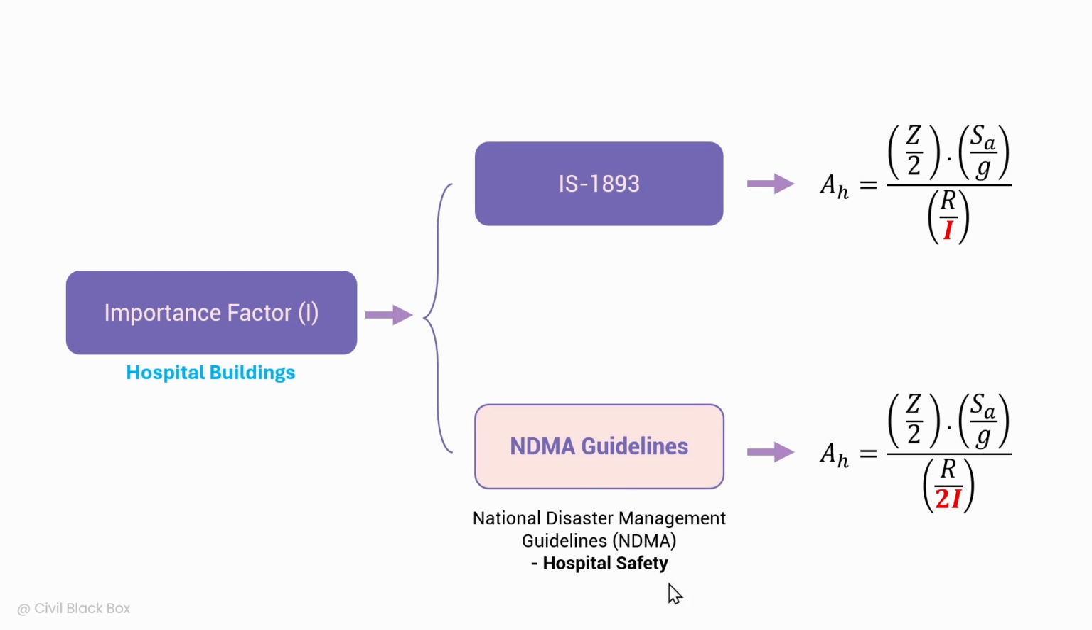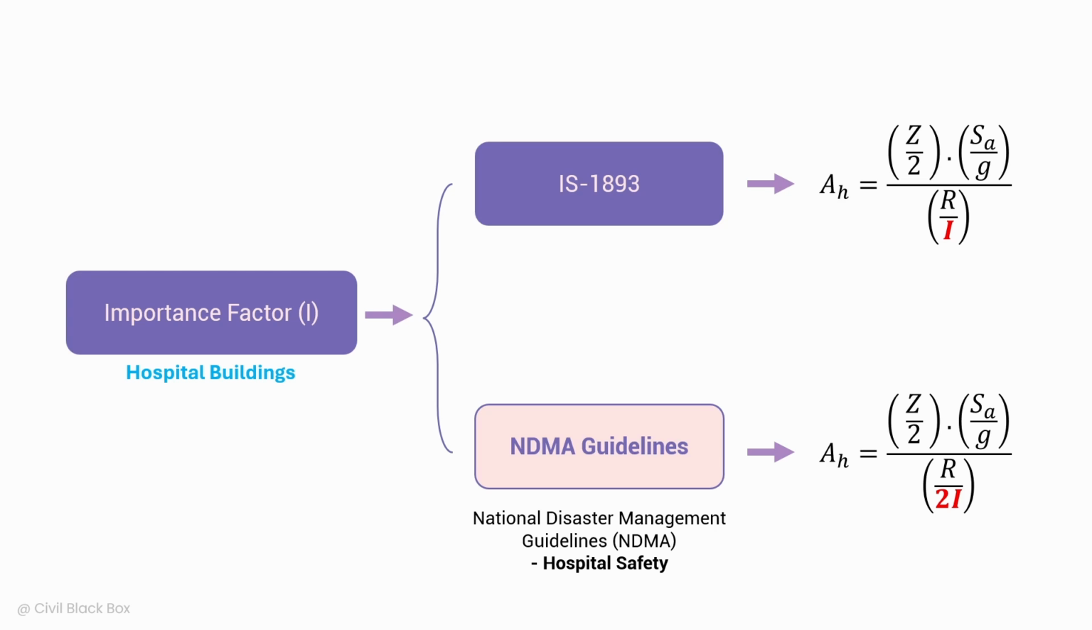Now, as per this guideline, we get an importance factor of 2I. Now, this is not explicitly mentioned in NDMA, but I'll show you what is exactly mentioned. NDMA gives a value of Ah a bit different. Being a hospital building, the importance factor is assumed to be 2I, that is 2 times the importance factor. So in a usual case, a hospital building will have a value of 1.5. In this case, a value of 3 will be taken.